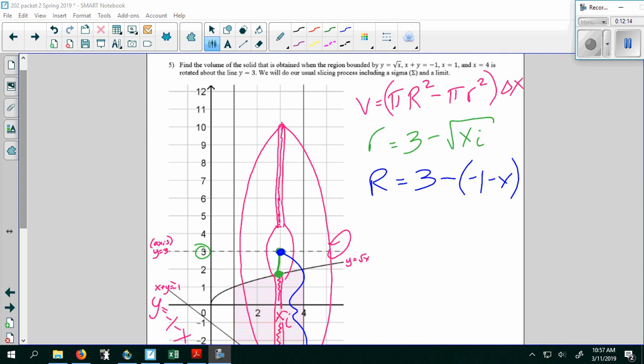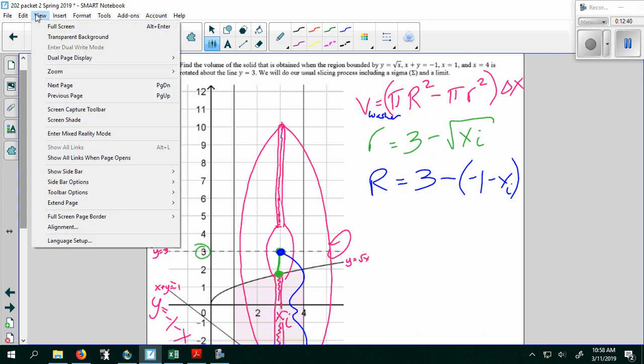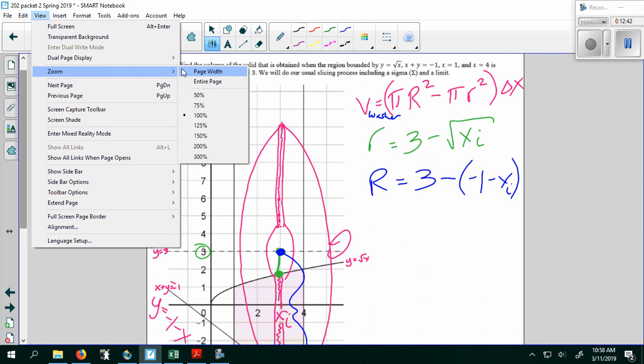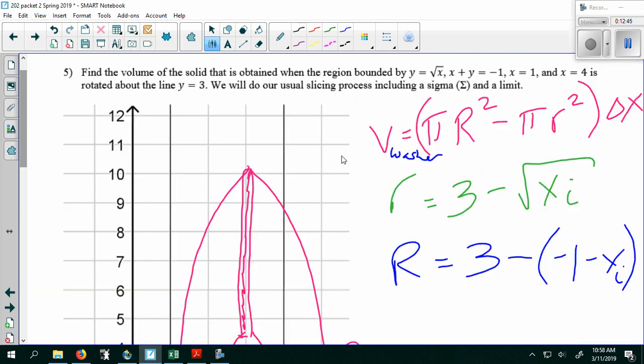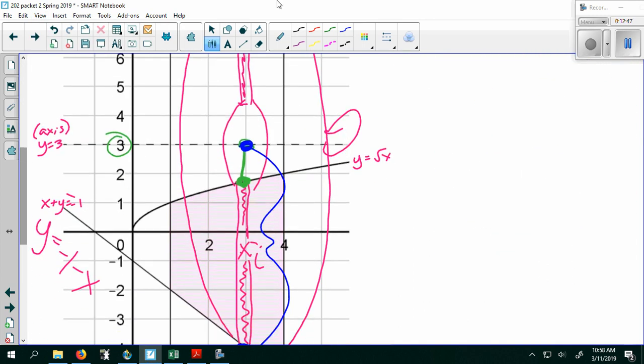Okay, so the volume of my single washer. Yes, x sub i, you're correct. Okay, so the volume of my single washer is pi big R squared minus pi little r squared times delta x. Now I have a value for big R and little r. I need to make this bigger. Okay, so the volume of my washer.